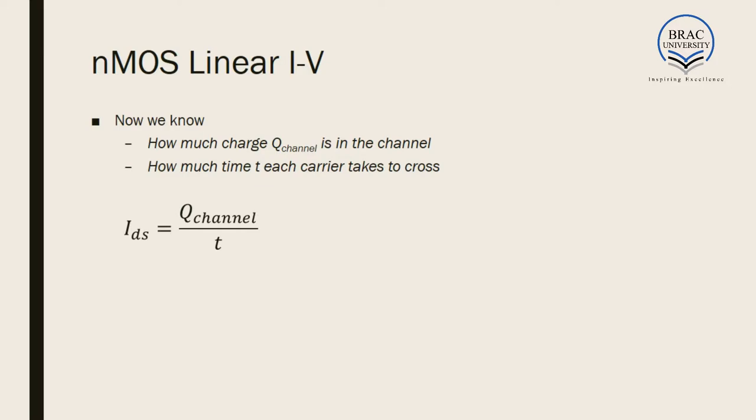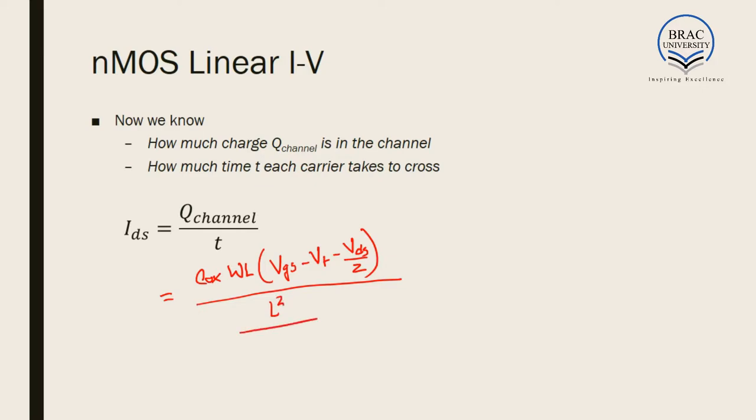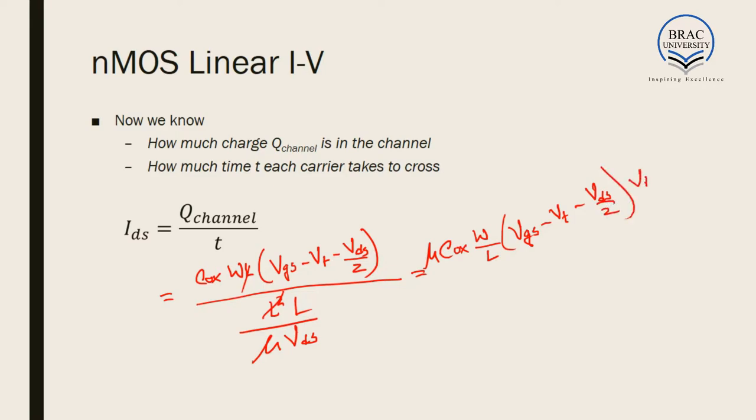Now we have to measure the current. We know current is equal to Q, that is a charge divided by time. Now we know the charge in the channel. Charge is COX W L (VGS minus VT minus VDS by 2), and the time is L square divided by mu VDS. So we cancel this L, and here we have an L. So if we modify it, what do we get? mu COX W by L (VGS minus VT minus VDS by 2) whole into VDS.